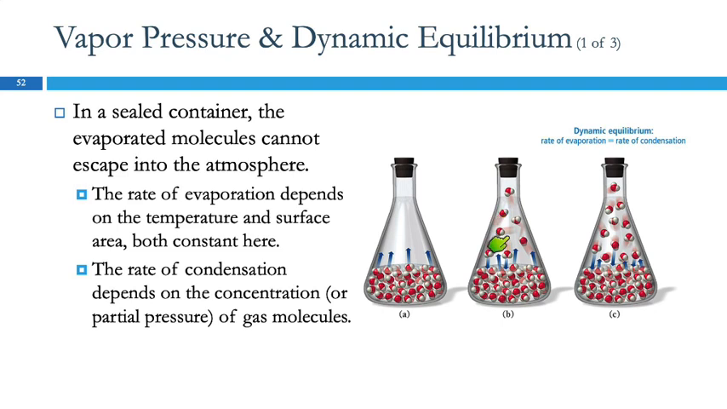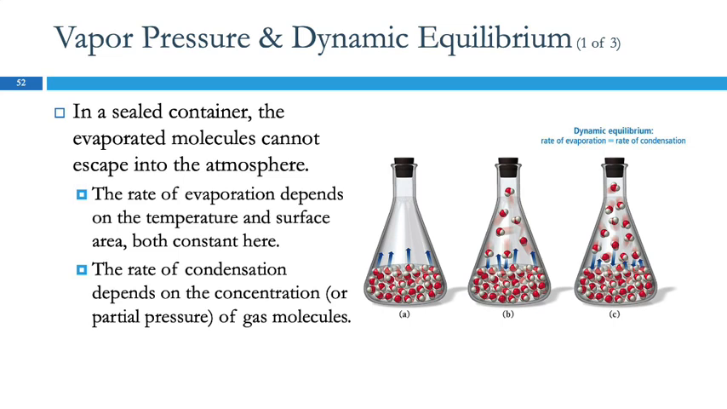The rate of condensation depends on how many gas molecules are up here. Initially, there are no gas molecules, and so no condensation can occur because there's nothing there to condense. As evaporation occurs, we get more gas particles here, and so we start to see some condensation. So now we've got small arrows here. As we get more gas particles, we're going to have more condensation.